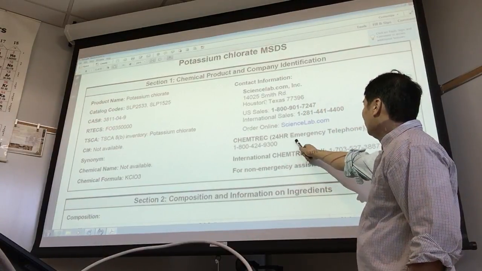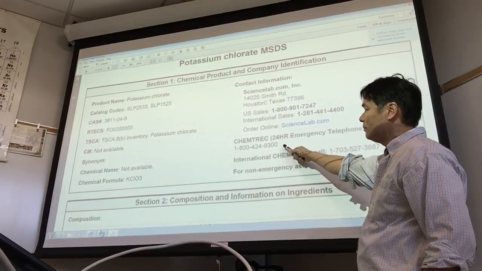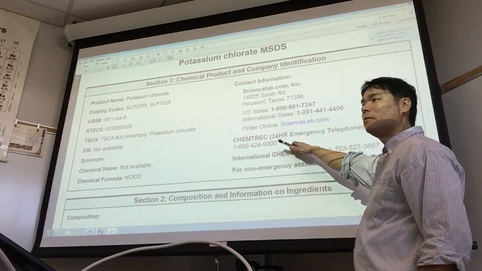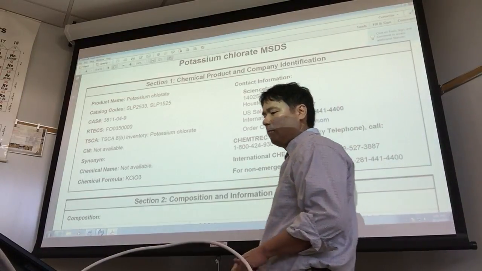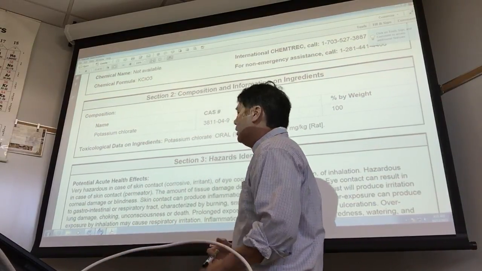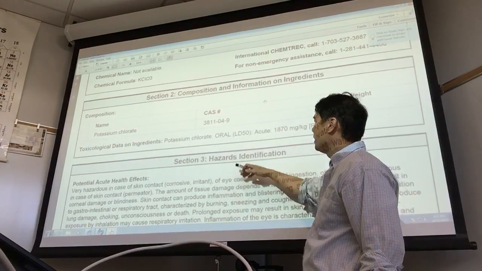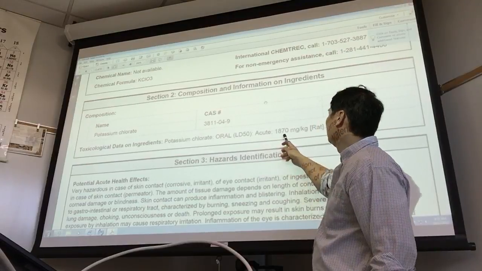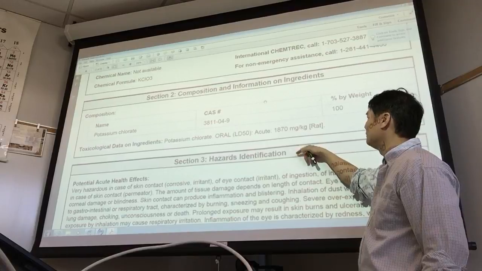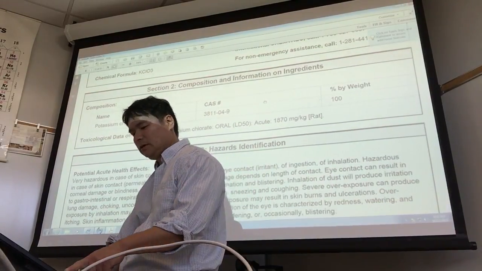here, if there's an emergency, you can always call their 24-hour emergency number. All chemical manufacturers are required to list their emergency number here. Potassium chlorate. The LD50 stands for lethal dose to 50% of the population. This is acute lethal dose, 1,870 milligrams per kilogram. Unfortunately, this is animal testing here.